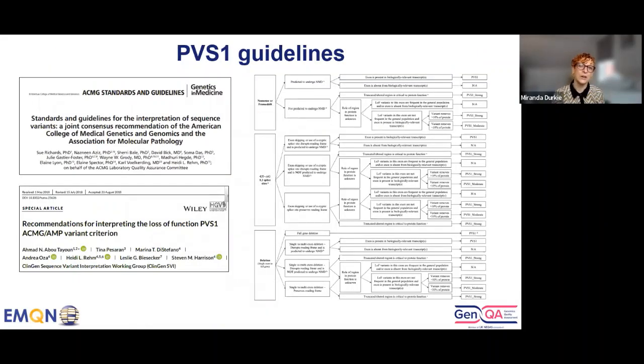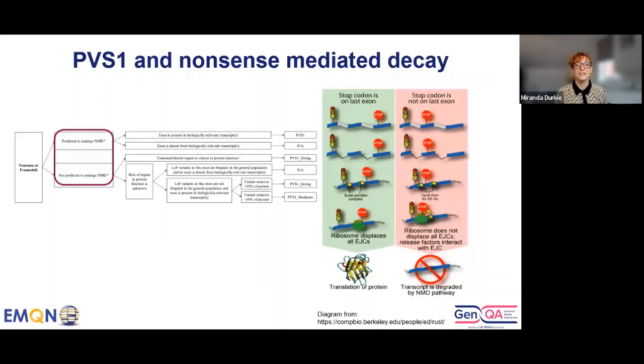So let's go back and look at the PVS1 guidelines. Obviously there was some limited information in the Richards et al. publication in 2015. And then in 2018, Abou Tayoun et al. published these PVS1-specific guidelines with a lot more detail and, really helpfully, this fantastic PVS1 decision tree. Next slide, please. So we're just going to look at part of that decision tree and in particular the part that's relevant for these two variants that we're looking at.